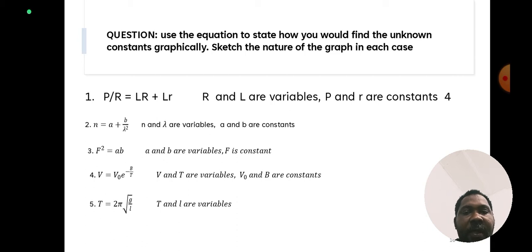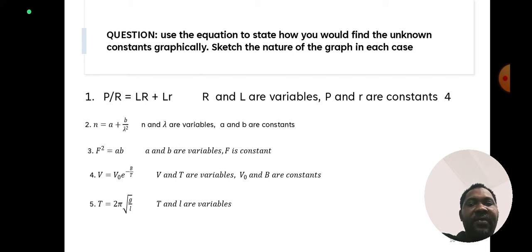So let's see some questions here. The question says, use the equation to state how you would find the unknown constants graphically. Sketch the nature of the graph in each case. Now let's start with the first one. The first one is P over R equal to LR plus L small r. If you notice on the right of that equation, we are given that R and L are variables.